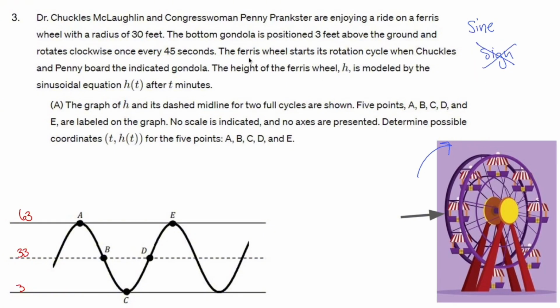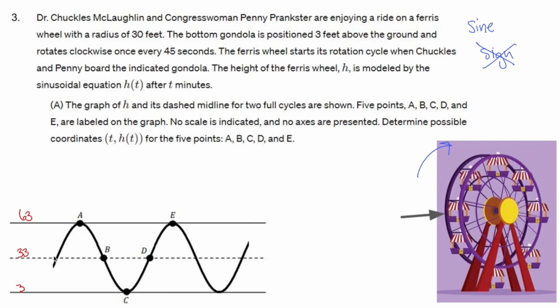The height of the Ferris wheel, h, is modeled by the sinusoidal equation h of t after t minutes. Great. The graph of h and its dashed midline for 2 full cycles are shown. 5 points A, B, C, D, and E are labeled on the graph. No scale is indicated. No axes are presented. Determine the possible coordinates of the 5 points A, B, C, D, and E. All right, so issue number one.